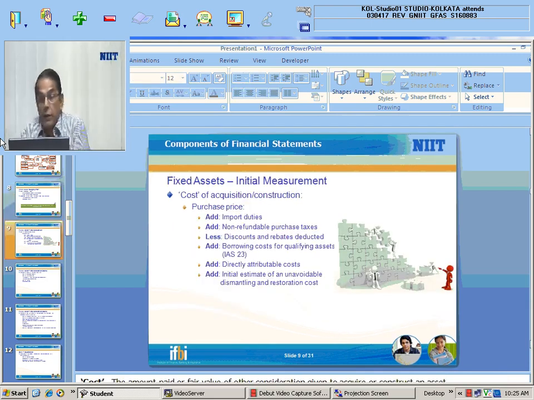Now what is the cost of acquisition? Now we come to measurement. Initial measurement of a fixed asset in the books, when you are going to recognize it, at what cost you will recognize it, that is called initial measurement. So initial measurement is the cost of acquisition or construction. It can be the purchase price, the amount paid, or fair value of other consideration given to acquire or construct the asset.